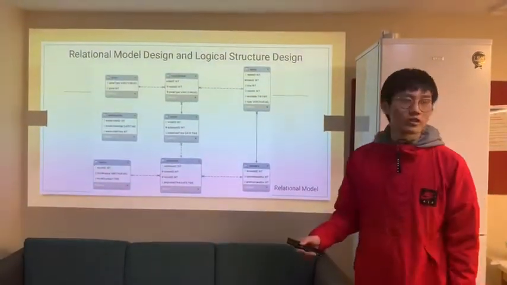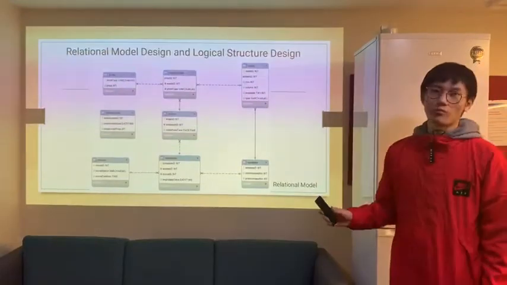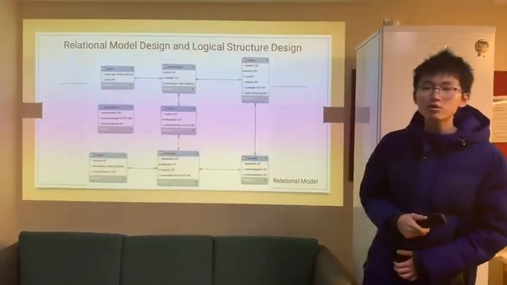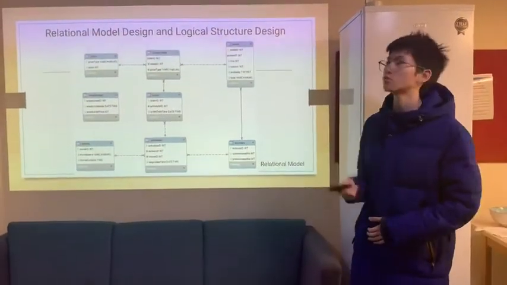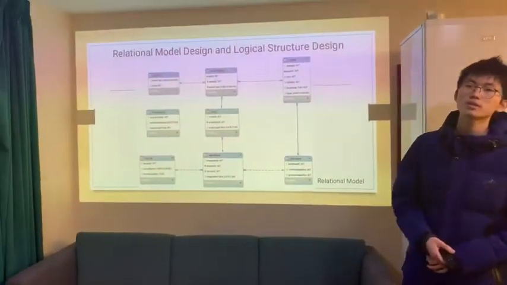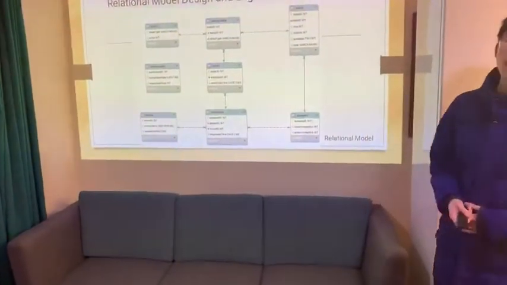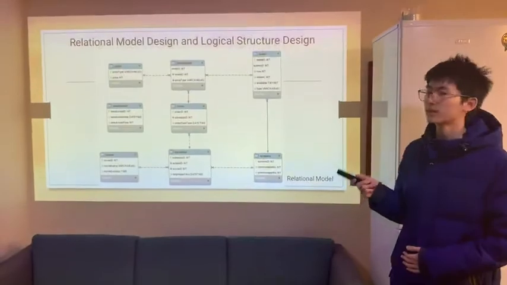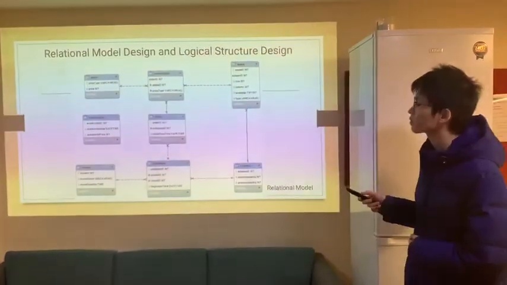Now, welcome Wenning Xu to do the second part. I'm Wenning Xu. I will introduce you to our database design. This is the relational model design, and I want to share with you my ideas when I designed this database.